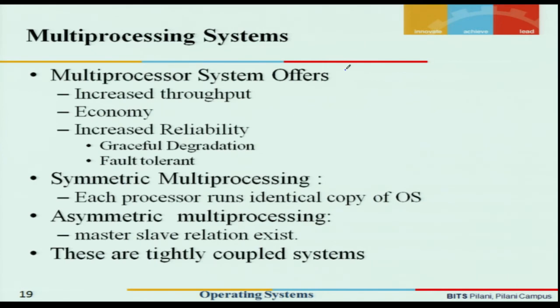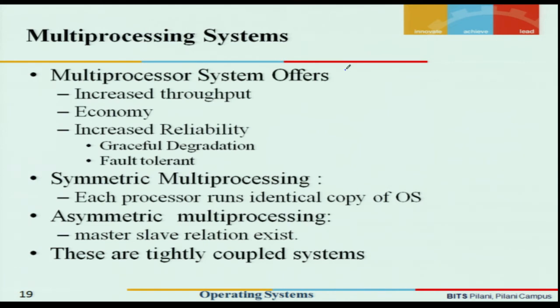Whereas in case of asymmetric multiprocessing, there would be one processor which would be acting as a master, and the rest of the processors would be acting as slaves, and those slave processors would be acting on the command of the master processor. Such a system we call an asymmetric multiprocessor. And since these multiple processors share the common memory, we call these systems tightly coupled systems.